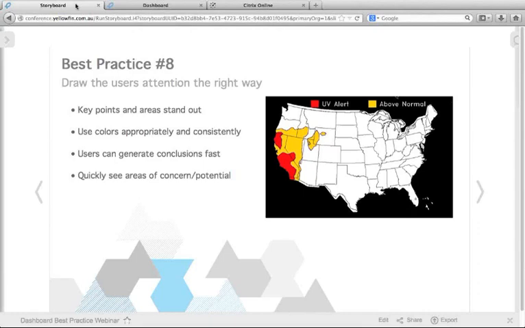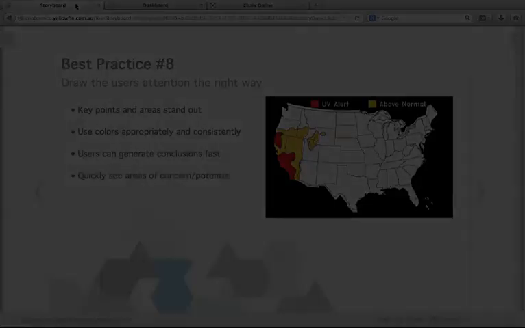Now, once you're using these colors, make sure you use these colors consistently across all your dashboards. So if you're using red as bad performance on one dashboard, then using it for a particular type of dimension on another dashboard may be misleading to that user. So make sure you're consistent. But to summarize this, with the help of color, the users should really be able to generate quick conclusions and identify areas of problem or potential.